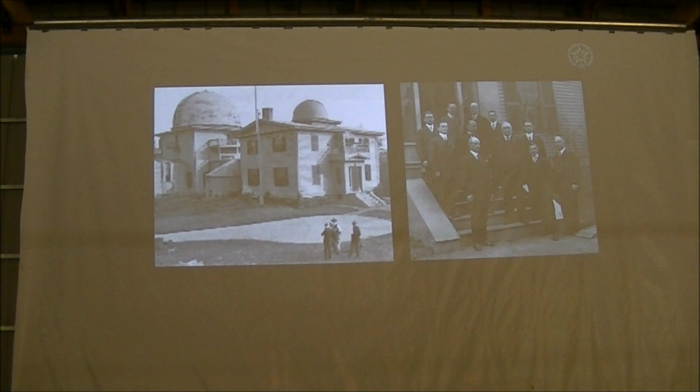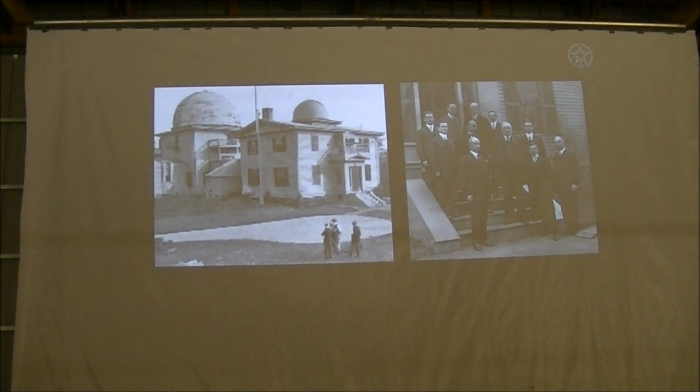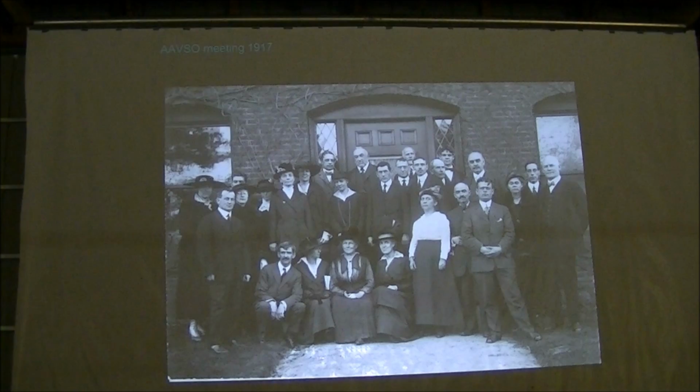The original headquarters for the AAVSO was in Building A, which is this one. This is the big 15.5-inch refractor that Harvard College has. This building no longer exists, and that's one of the reasons why the AAVSO moved to different headquarters.